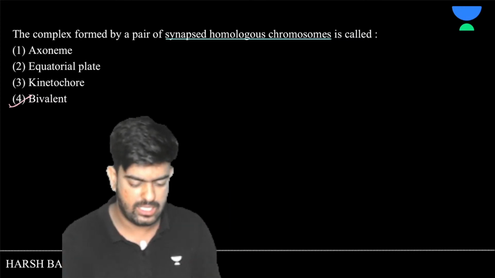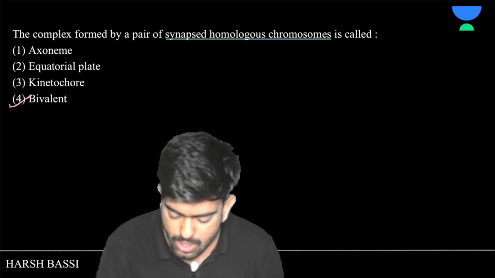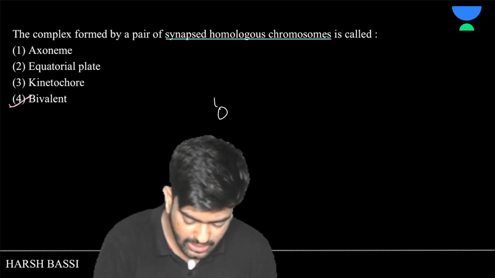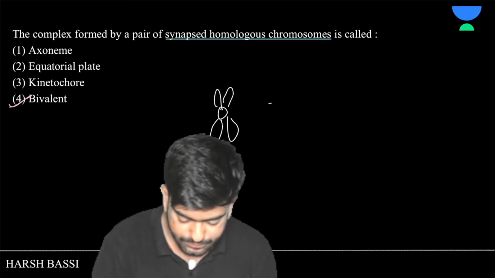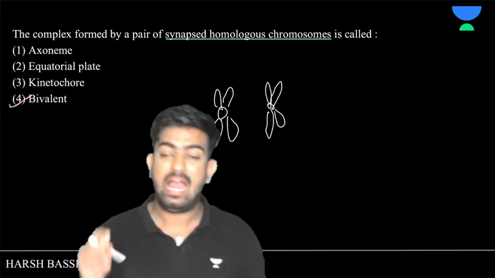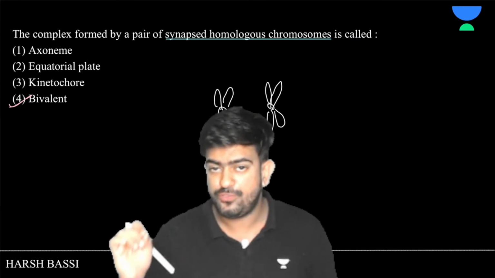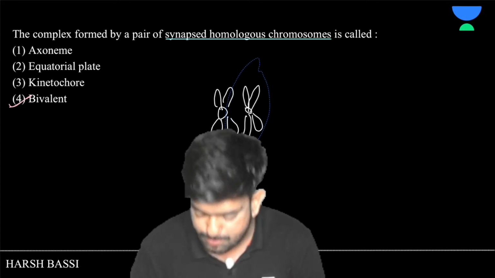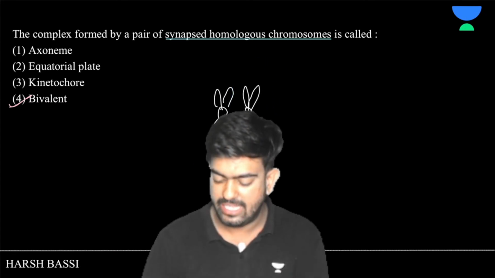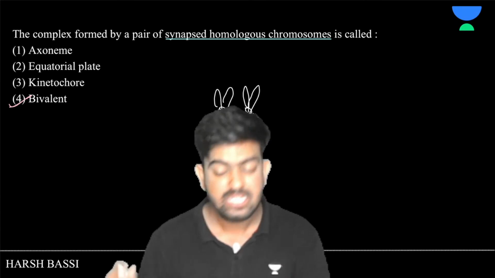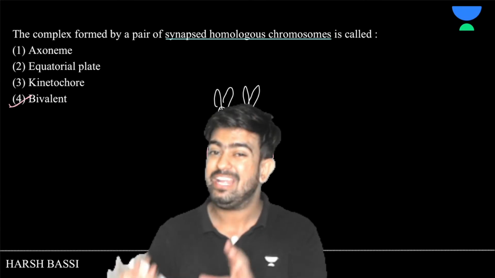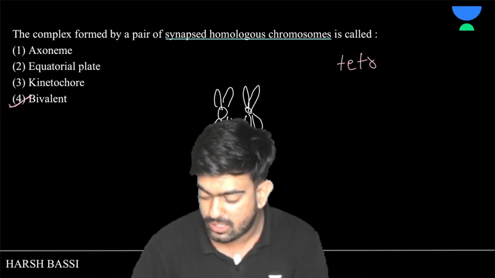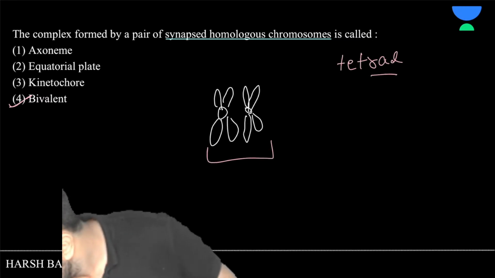We have discussed this in the previous video, but I am going to explain it very quickly. During meiosis 1, prophase 1, during zygotene, what happens? Two homologous chromosomes pair, and they form the complex which is known as the synaptonemal complex. But we can also say it as tetrad. Why? What is tetrad?